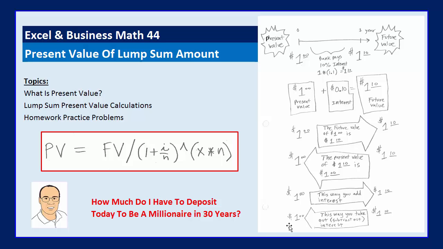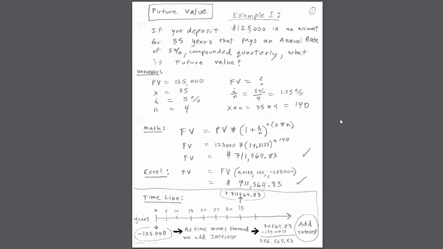Now, before we go over to Excel and start calculating, we want to go look at our PDF notes. Both the PDF notes and the Excel file can be downloaded from the link below the video. Now, we're going to look at a future value example. This is exactly the same example we did last video. We'll start with this, and then we'll try and do it in reverse to get to the present value.